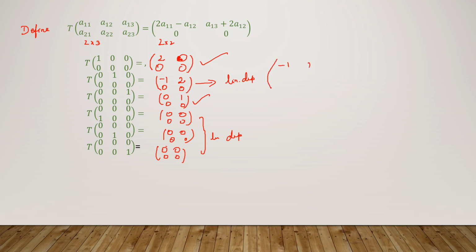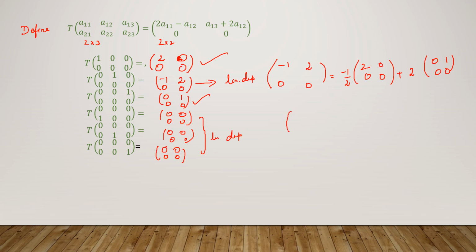Take this vector -1, 2, 0, 0. It can be written in terms of the other two vectors. What are the other two vectors here? 2, 0, 0, 0 plus the other vector, 0, 1, 0, 0, with respect to some scalar multiplication, multiplied by 1 by 2 and minus 1 by 2. While adding, it will give these -1, 2, 0, 0 values. Okay, so it is linearly dependent.